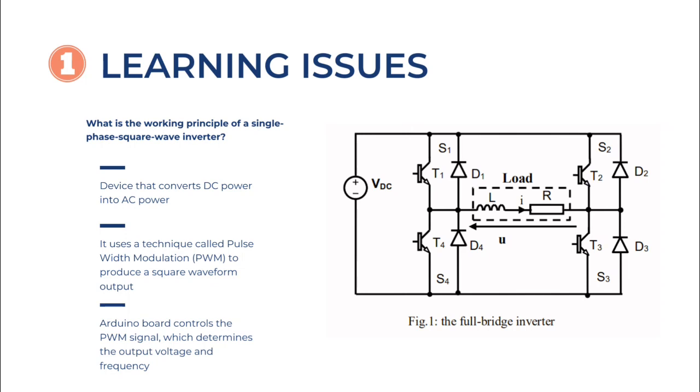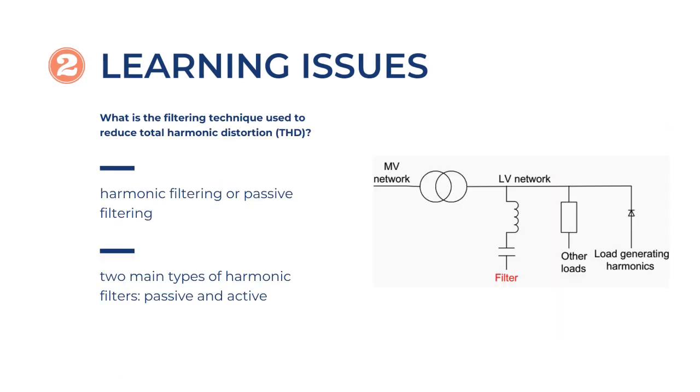In other words, the inverter takes DC power from a battery or other source and converts it into AC power that can be used to power devices like lights and motors. The Arduino board helps to control the output voltage and frequency of the inverter, and then the filter removes unwanted harmonics from the output waveform. So let's have a look at the second learning issue.